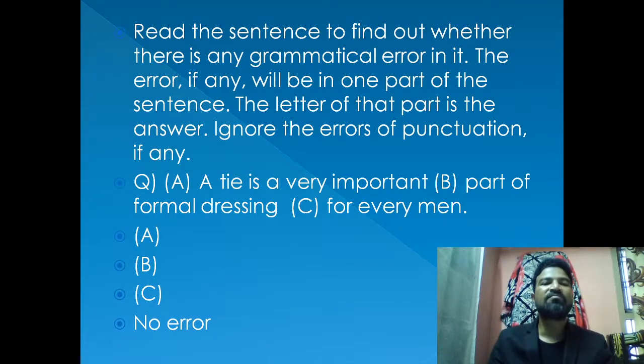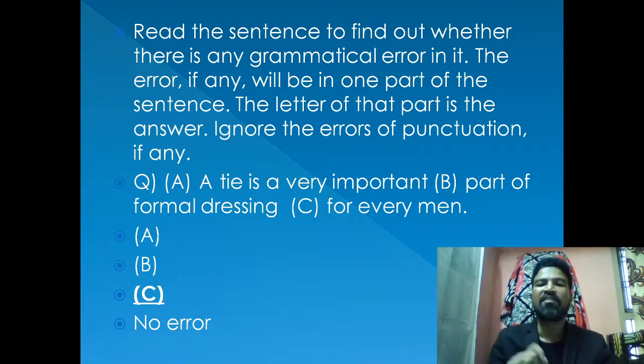Let's move on. A tie is a very important part of formal dressing for every man. Your time begins now. Spot the error. Yes, the error is in part C of the sentence. A tie is a very important part of formal dressing for every man.